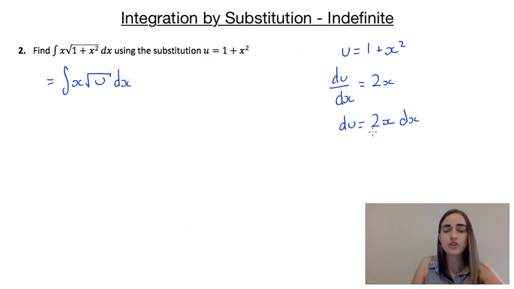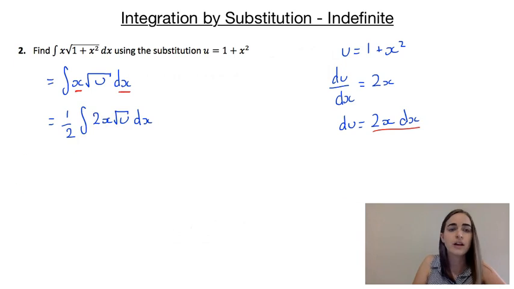But this 2x dx, most of that is here. We've got an x dx, but we need to manipulate it so it has that 2 as well. If I change that to a 2x root u dx, then I would have to put a half out the front to compensate for that 2. Then this whole 2x dx is going to be replaced with du. So then I would have a half times the integral of the square root of u du.